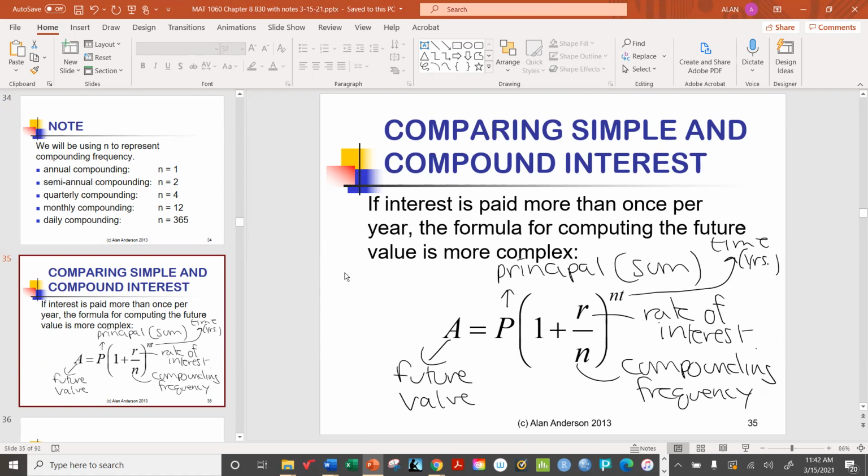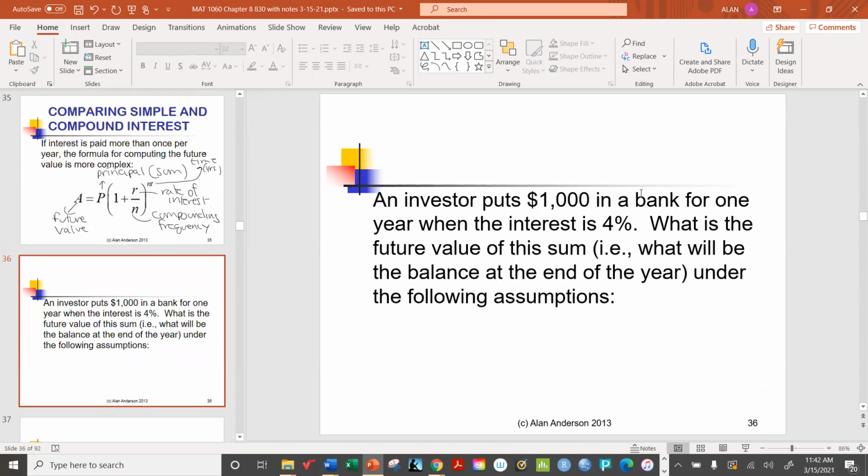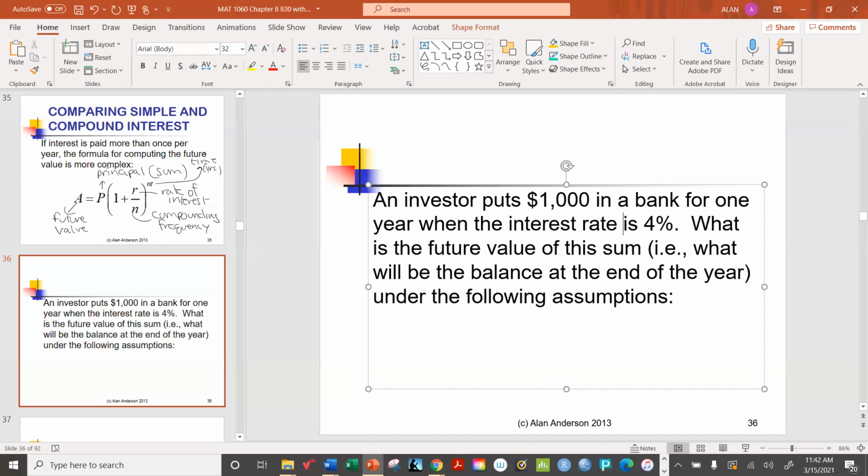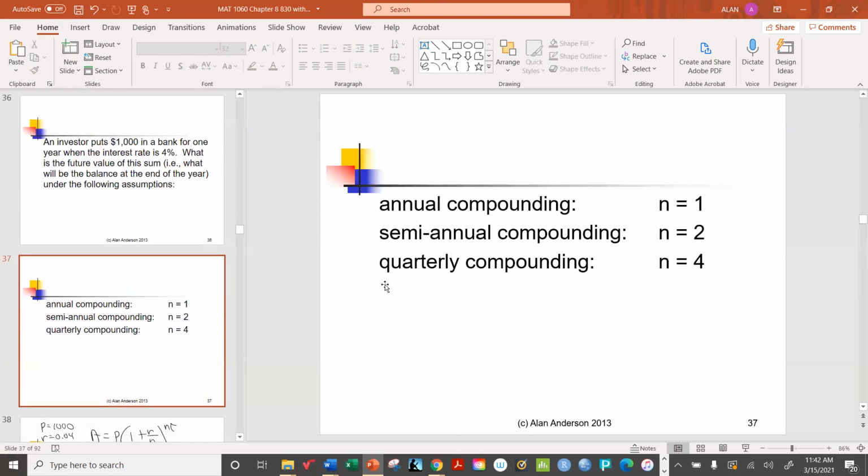So here's what I mean. Remember, we put $1,000 in the bank for 1 year when the interest rate was 4%. And we want to know the future value of that sum based on the following assumptions. And remember, we did 3 of them: annual, semi-annual, and quarterly compounding. Now, in this case, we already know in advance what the answers are. Remember, the first one is 1,040. The second one is 1,040.40. And the third one is 1,040.604. But we want to prove it with this new formula.